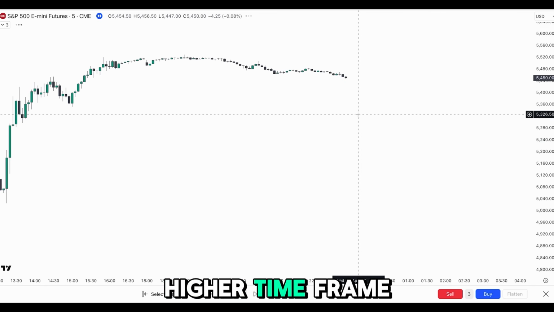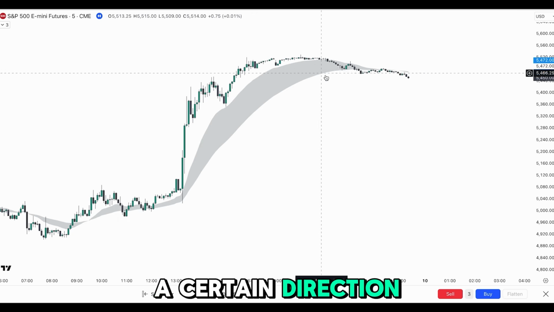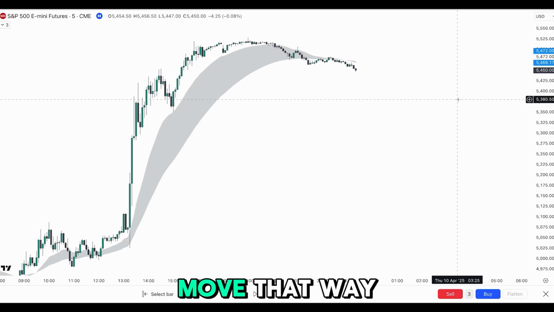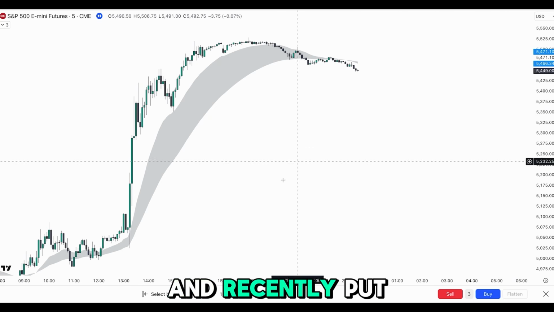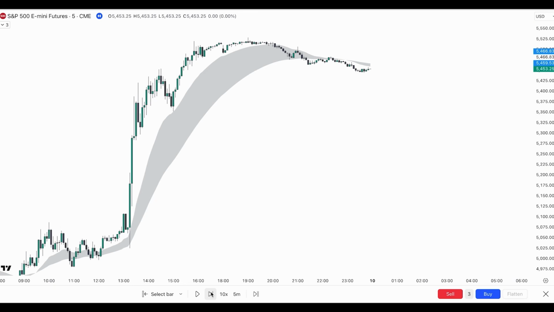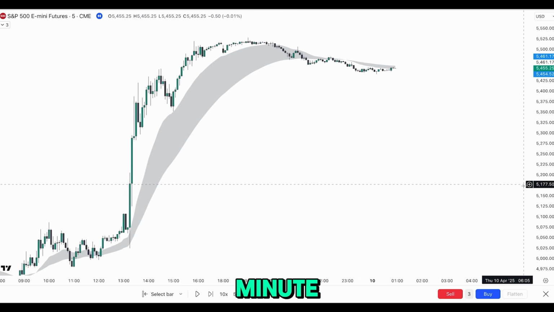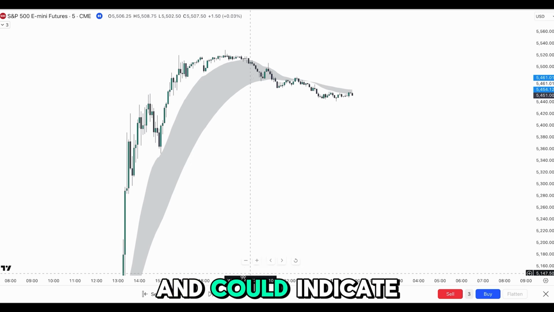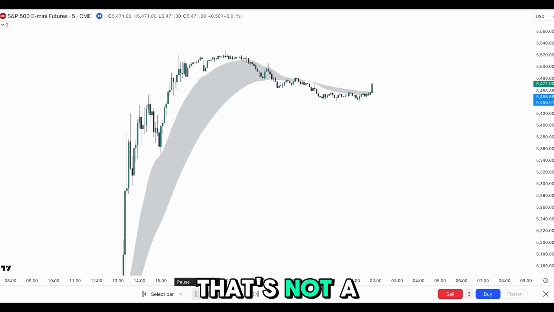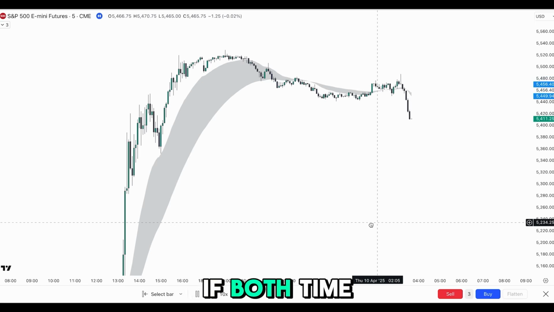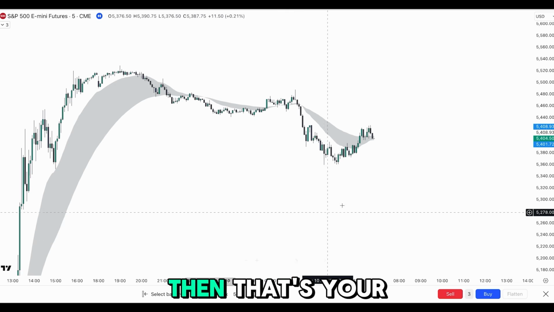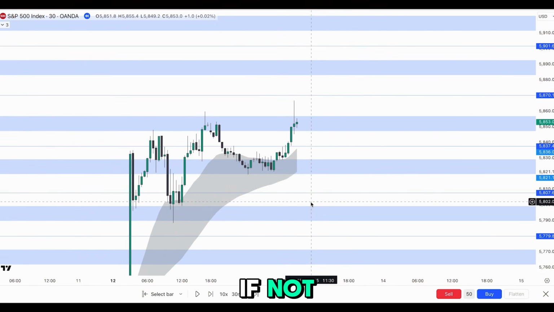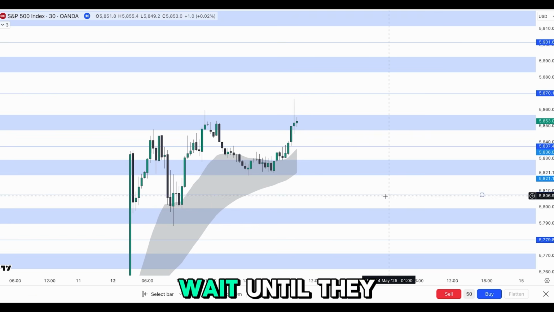Just because the higher time frame cloud points in a certain direction, it doesn't mean the price is guaranteed to move that way. Let's say it's pointing up on the 1 hour, but the price is really overextended and recently put in an excess high. That means when we zoom into the 5-minute, the cloud is turning bearish and could indicate a reversal. That's not a clean trending setup anymore. If both time frames agree and the price action generally respects it, then that's your green light. And if not, stay patient and wait until they do.